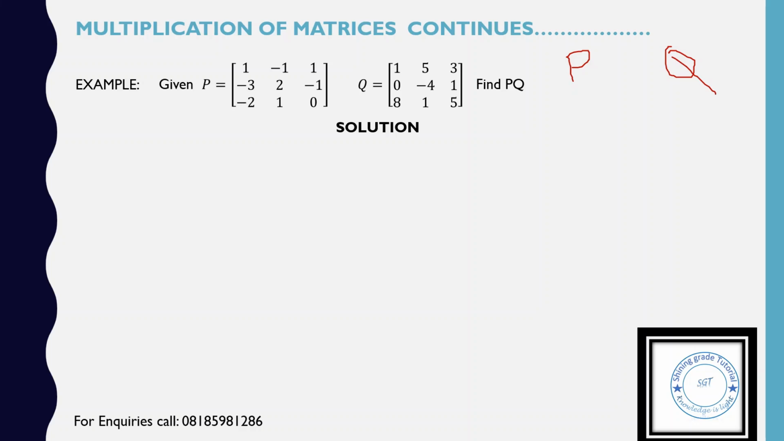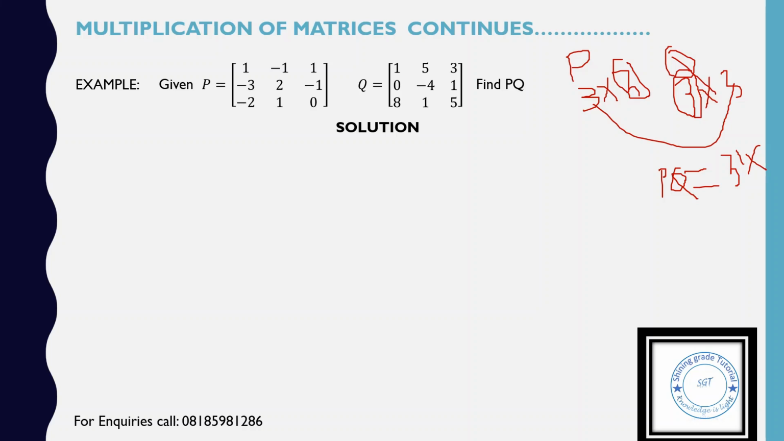PQ, order here is 3 by 3, and then we have 3 by 3 as well here. So the number of columns of the first equals the number of rows of the second. So automatically the order of PQ will be equal to 3 by 3 as well. Alright, so we have PQ to be this. This is P and this is Q. So do not forget our rule. We use the first row here to multiply every column of the second matrix first.